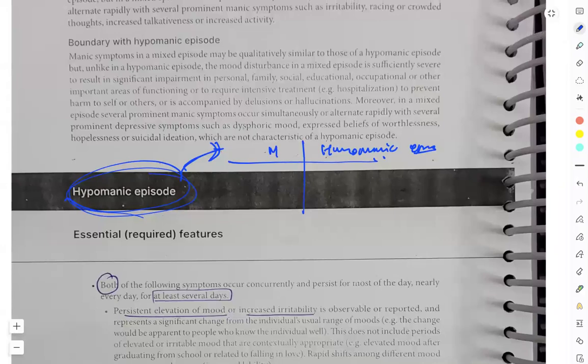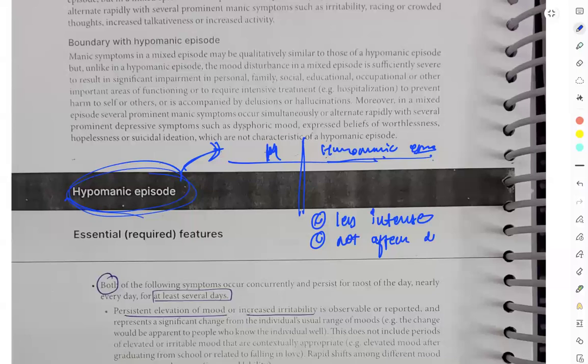So, can you tell us the difference between a manic and a hypomanic episode, perhaps? Yeah, sure. So in a hypomanic episode the symptoms are less intense, not affecting your daily life, and there are no psychotic symptoms. That's a major difference. And of course, duration. We diagnose hypomania if the symptoms have been going on for 4 days, whereas for mania, as we had discussed earlier, it needs to be for 1 week unless the patient gets hospitalized.